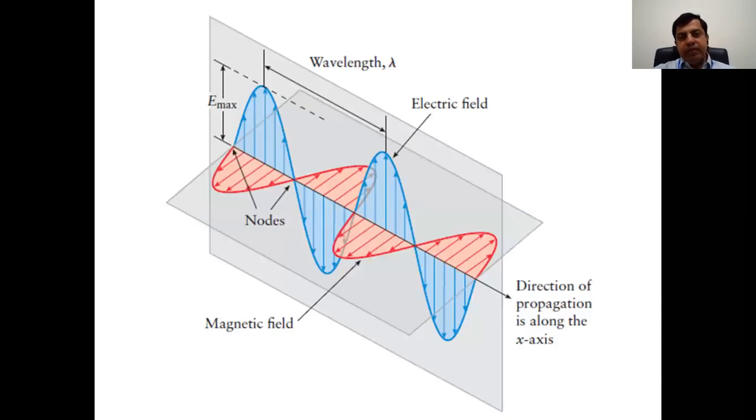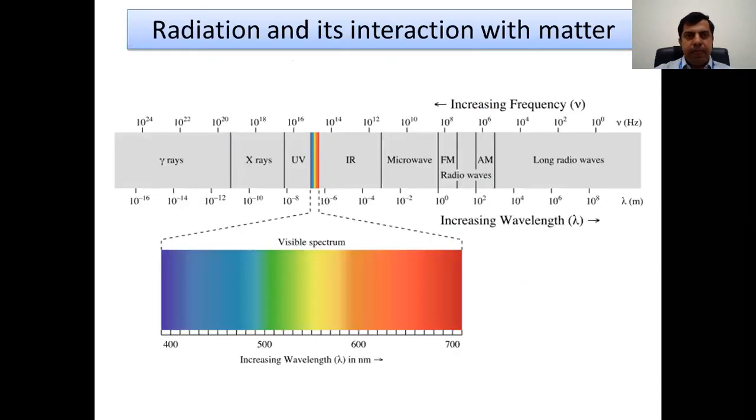Now the two waves are perpendicular to each other. If this is the magnetic field and this one is the electric field, you can see both are perpendicular to each other, because it is the combination of an electric and a magnetic field component. That's why we call it electromagnetic radiation. This is very important. Actually, this is the basis of quantum mechanics. We are going to describe what is happening with the molecules or the atoms through the interaction with radiation.